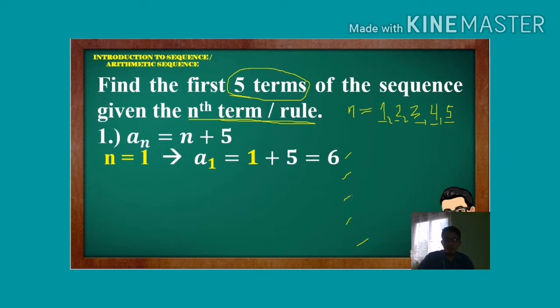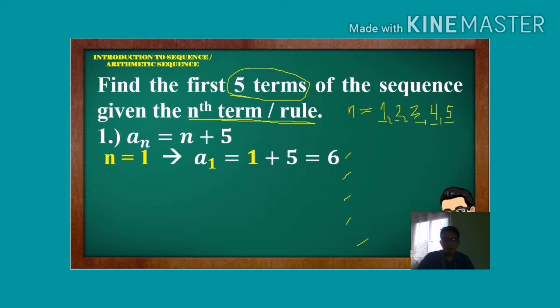Find the first 5 terms of the sequence given the nth term or rule. So again, the nth term or rule is an algebraic equation, which can be a linear, exponential equation, or a quadratic equation. So in this case, this is a linear equation. a sub n is equal to n plus 5.